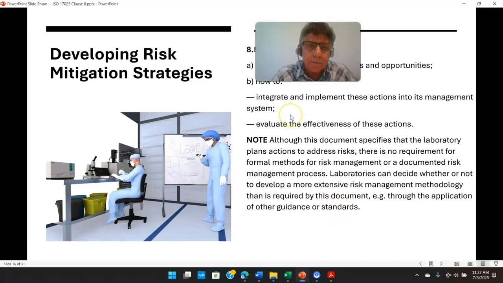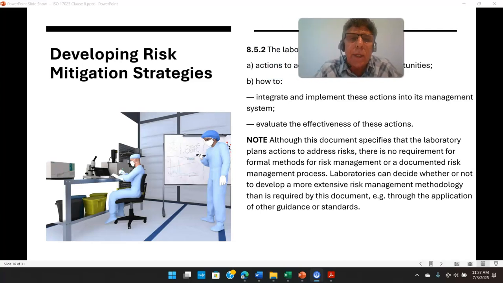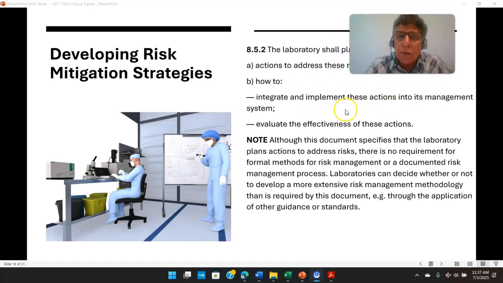Now, Section 8.5.2: if you were to implement the risk register and discuss it at management review, you would have met sections 8.5.2 A and B. You've integrated it into your management system by incorporating it into management review, and you are able to evaluate the effectiveness of these actions. And then it says, note, although this document specifies that the laboratory plans actions to address risks, there is no requirement for formal risk analysis for risk management or document.